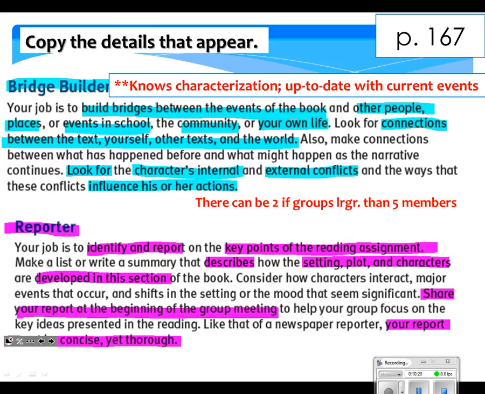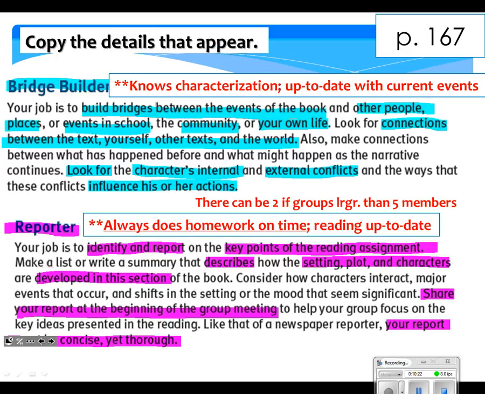Okay, some really important characteristics of a reporter. They need to always do their homework on time. They are up to date in their reading. They don't fall behind. Every time reading is due, they can recall it. They've done it. Folks that notoriously aren't doing their homework on time, this would be a poor choice. They wouldn't be able to report anything to you if they're behind in their reading.